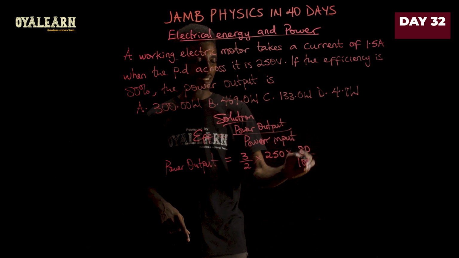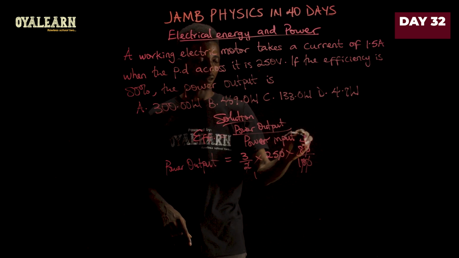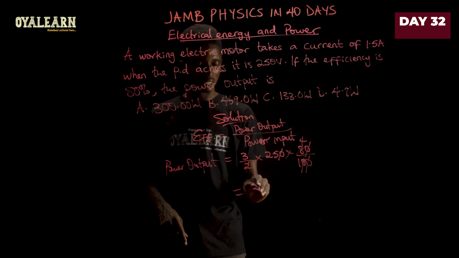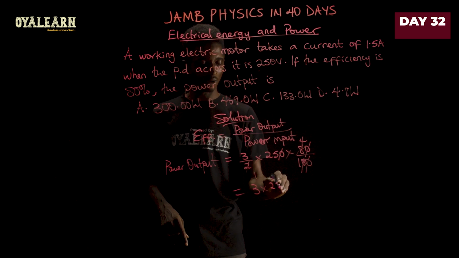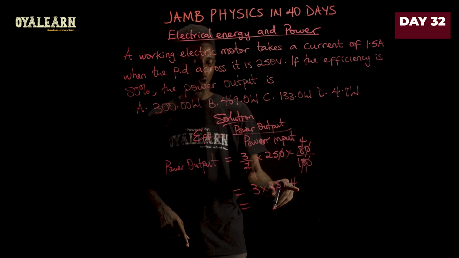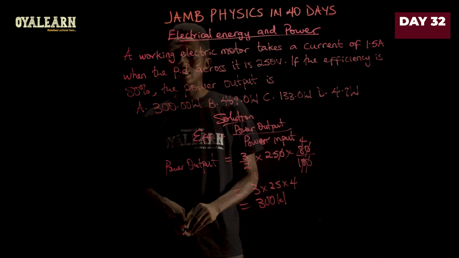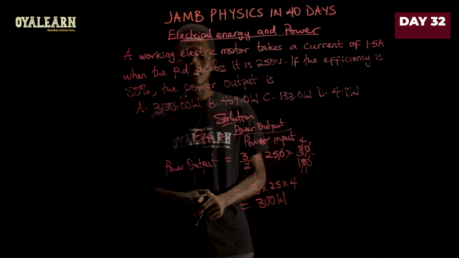Now, let's break it down. 0 cancels 0, 0 cancels 0. 2 here 1, 2 here 4. Now what we have is 3 times 25 times 4. Now 25 times 4 is 100. 100 times 3 will give us 300. So this is 300 watts. The power output is 300 watts.